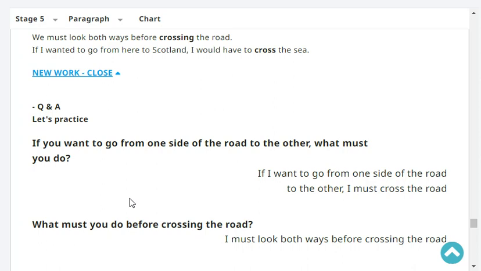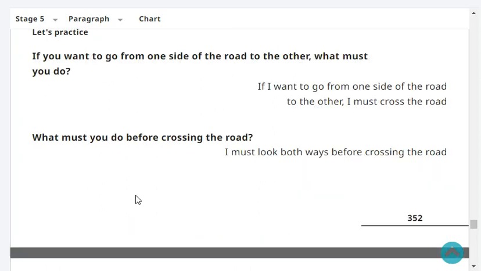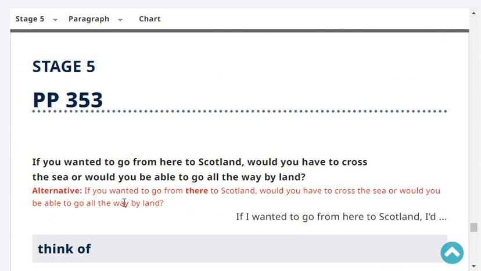If I want to go from one side of the road to the other, I must cross the road. Very good. What must you do before crossing the road? I must look both ways before crossing the road. Very good.